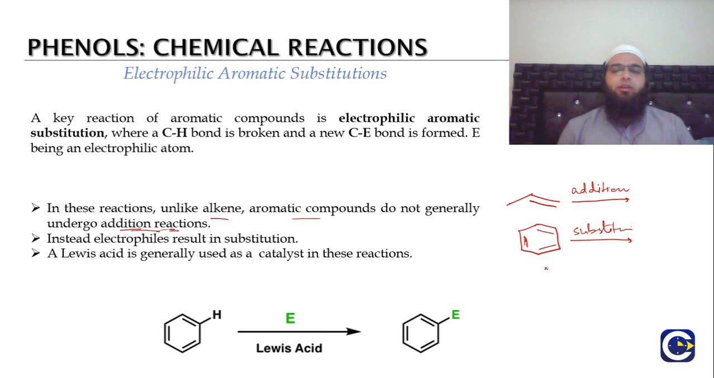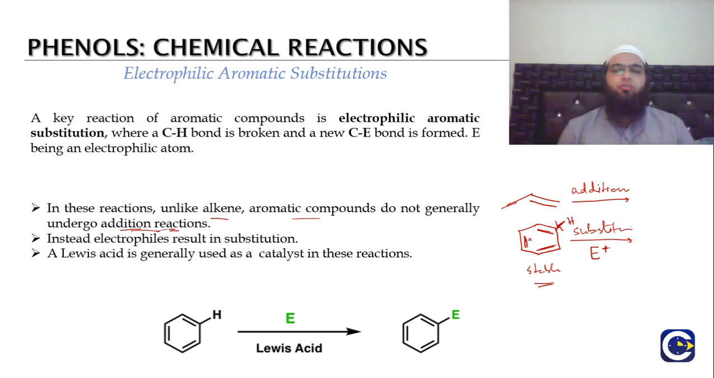Why? Because the aromatic system is sufficiently stable as compared to the alkene. It is not in need of new species or electrons. The ring has a good electron cloud and a good electron density. It is sufficiently stable, so it doesn't need to undergo addition reactions. Rather, it can undergo substitution, that is, one of the carbon hydrogen bonds is broken, and in place of this a new species in the form of the electrophile is added.